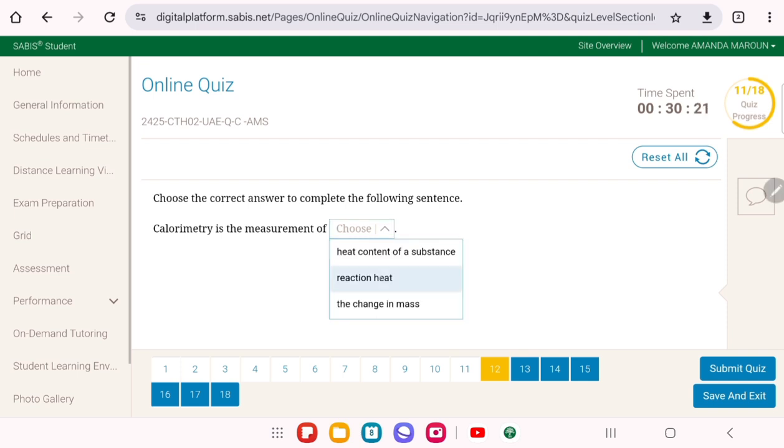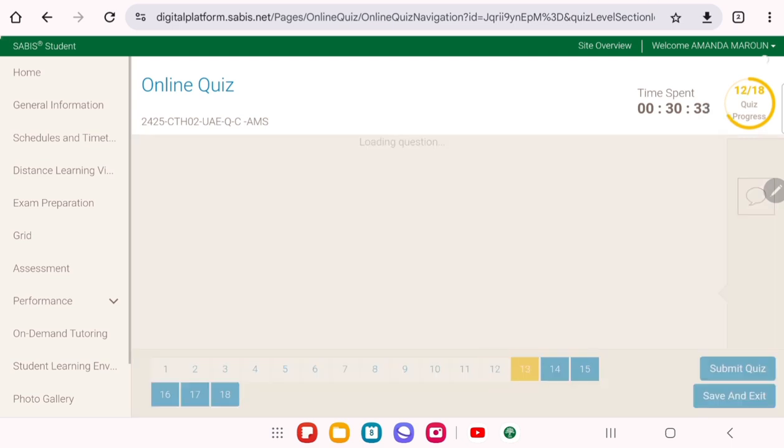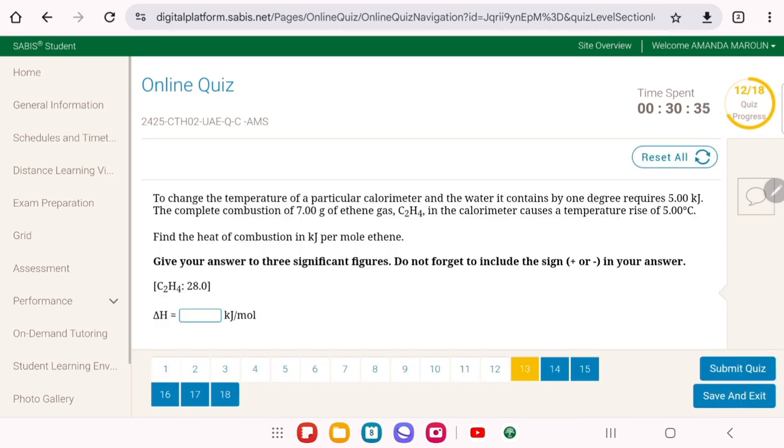Calorimetry is the measurement of reaction heat. Okay, this, remember it came the opposite in the exam. It came, the measurement of reaction heat is calorimetry. So please memorize it. Question number 13.